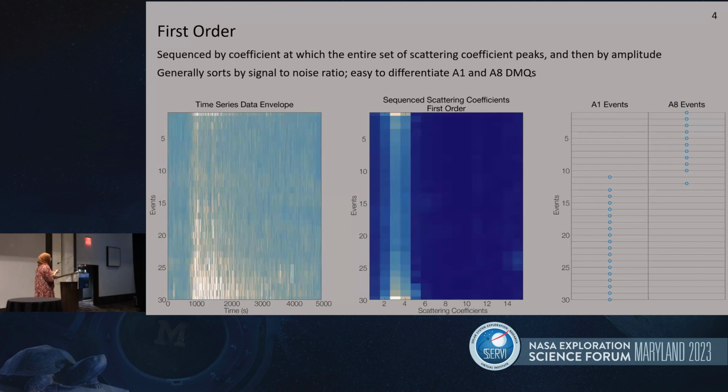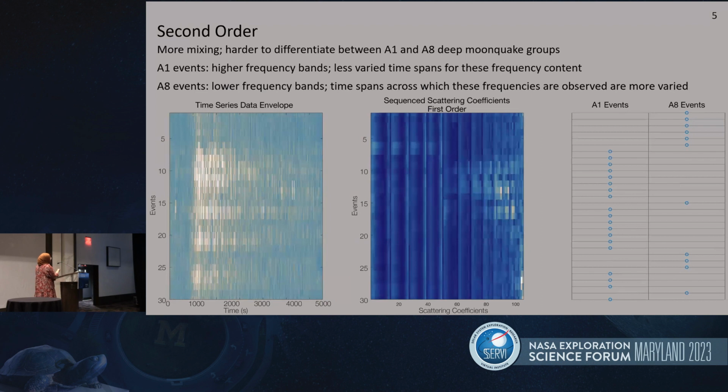The second order generally does, and with that, we're seeing a little bit more mixing. A quick difference: there are more scattering coefficients for the second order because we are looking at time dependence for a bunch of different frequency bands. In general, your A1 events have higher frequency bands and less varied time spans, and A8 has lower frequency bands, with the time spans across which these frequencies are observed being more varied.